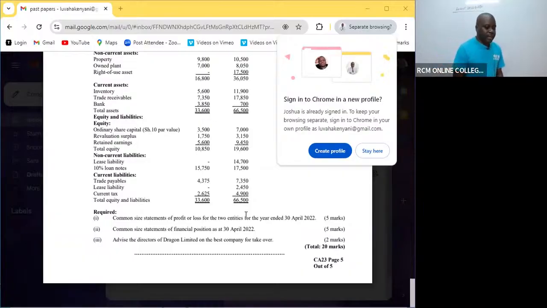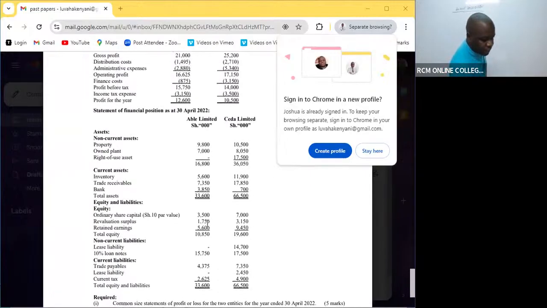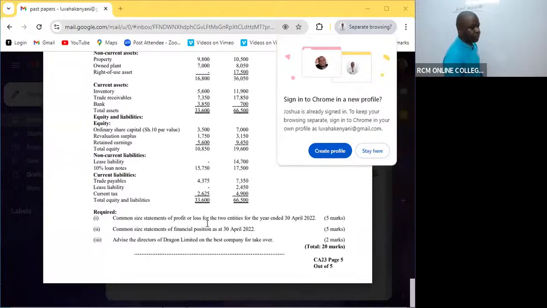Then advise the directors of Dragon Limited on the best company for takeover. So here we'll be able to do what we call the vertical analysis. We'll represent these figures using the common size, because in this case we haven't been given information regarding a number of years, so we'll end up having to do a vertical analysis.